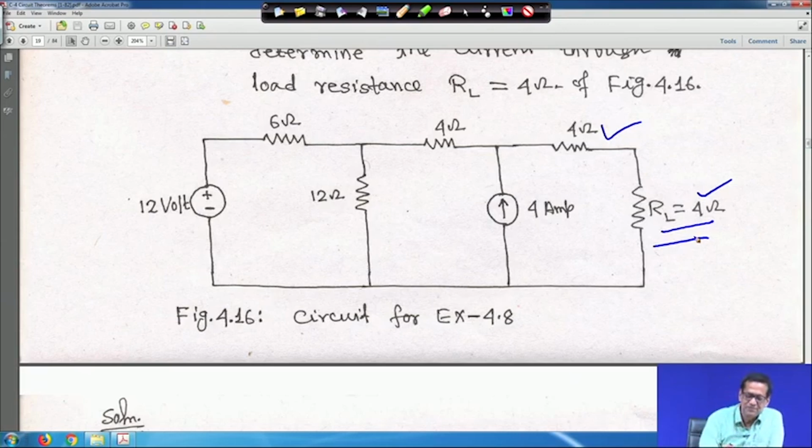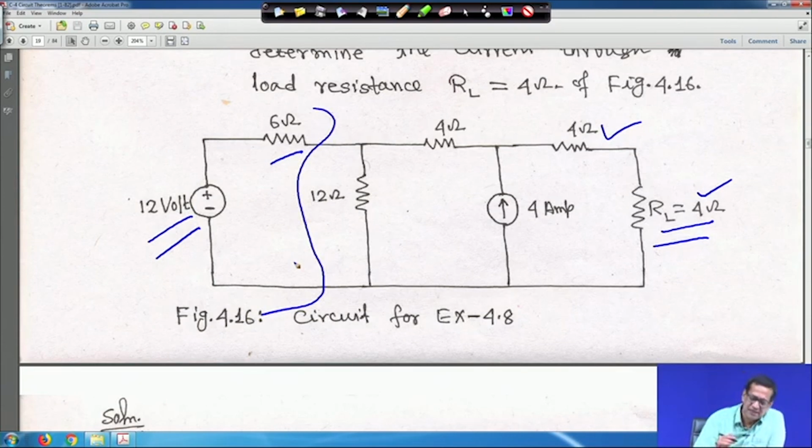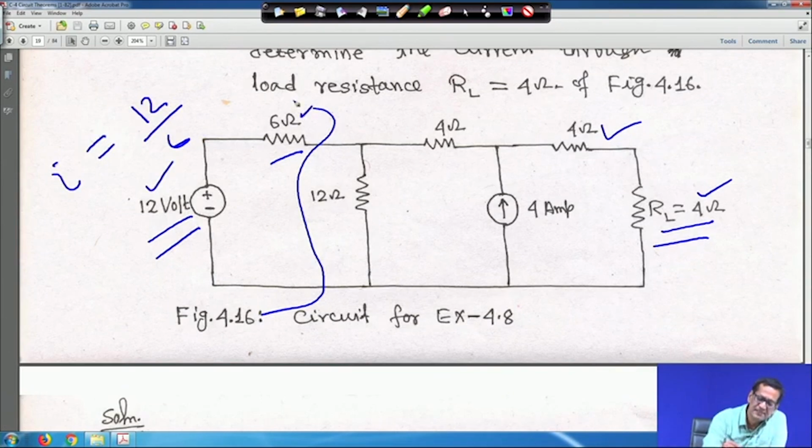On this side, this is a 12 volt source, polarity plus and minus, with 6 ohm. If you convert only this portion to a current source with a 6 ohm resistance in parallel, then I is equal to 12 by 6, which is 2 ampere, and the arrow direction of the independent current source will be upward. At that time, this 6 ohm will be in parallel with this 12 ohm.